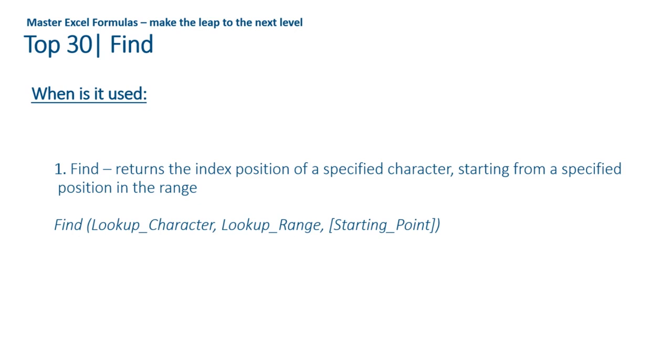Now going back to the presentation, the next formula is find, a very interesting formula, and what it does is return the index position of a specific character starting from a specified position in the range. The way the formula is written is, first of all, we need to have the lookup character, usually in quotes, then the lookup range, and an optional thing here is the starting point. I'll show you one example without this option and one example with the option as well.